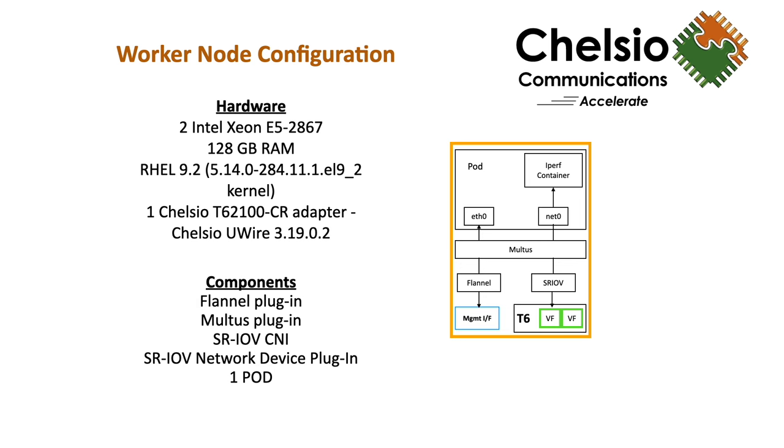The first is Flannel, which provides a Layer 3 IPv4 network to the pods. Another is Multus, which enables attaching multiple network interfaces to the pods. And lastly, a plugin is required to support SR-IOV in this configuration. Testing will be done using a pod based on Rocky Linux 8.6 and using iperf 2.2 to generate and receive the traffic.